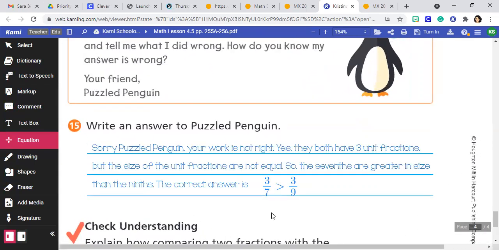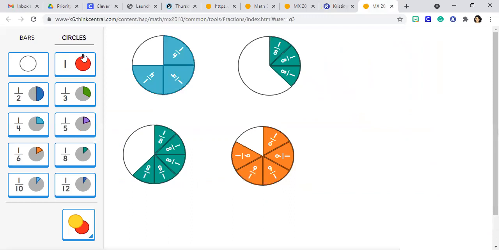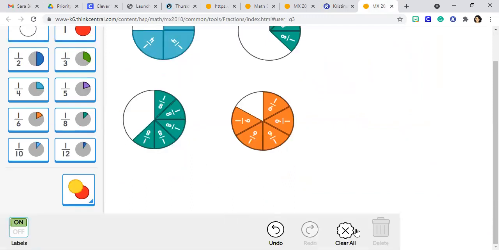Sorry, Puzzled Penguin, your work is not right. Yes, they both have 3 unit fractions, but the size of the unit fractions are not equal. So the 7ths are greater in size than the 9ths. The correct answer is 3/7 is greater than 3/9. Let's actually take a look at that here.